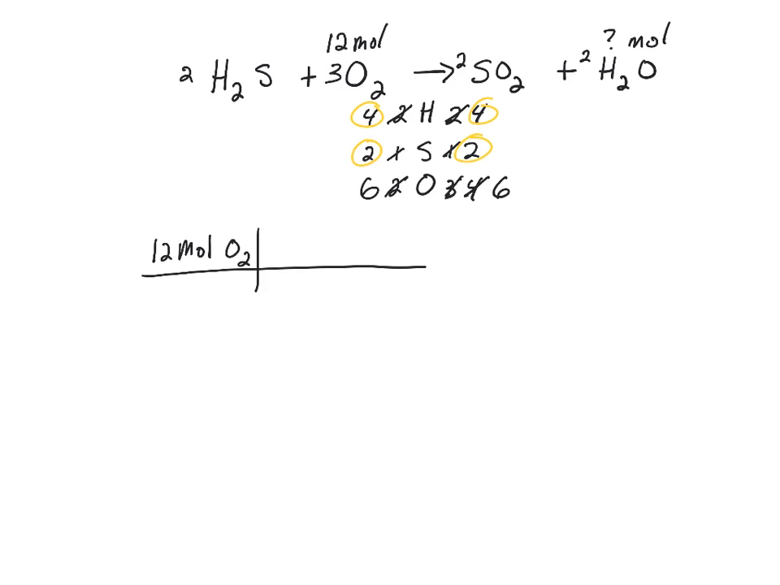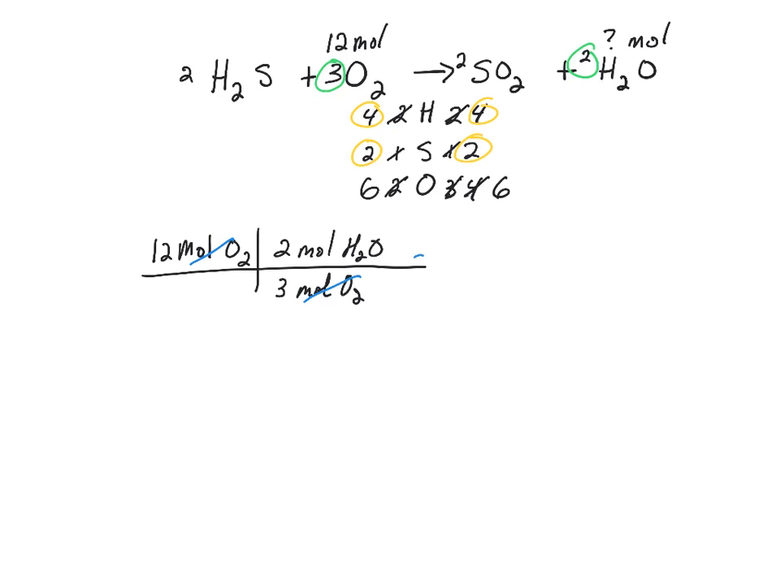I have moles of O2 on the top, and so now I need my ratio from the balanced equation. There are 3 moles of oxygen for every 2 moles of water. Again, this is coming from my balanced equation. So I'm left with moles of water, so really this is as much as I need. My units are balancing off my moles of oxygen. I'm left with moles of water.